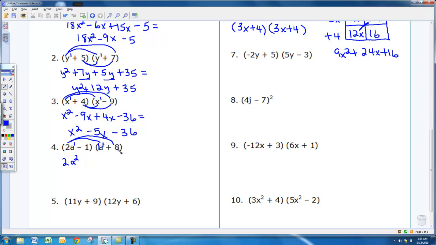2a times 8 gives us 16a. Inner, -1 times +1 is -1. Bring down the a. Last, -1 times +8 is -8. Combine like terms, 16a and -1a is 15a. And bring down the rest of your answer.